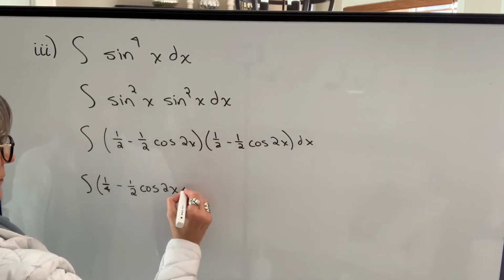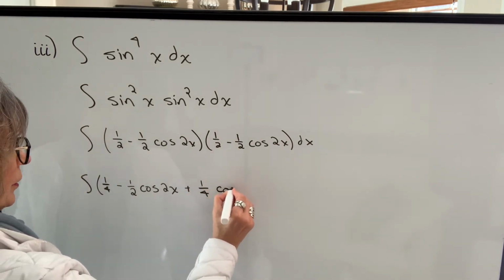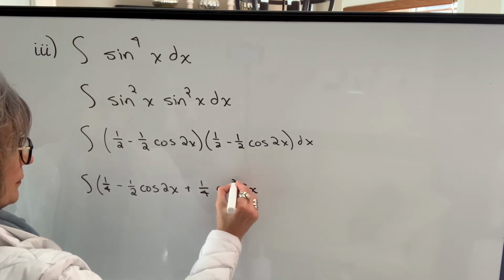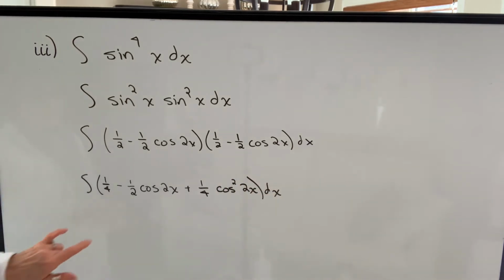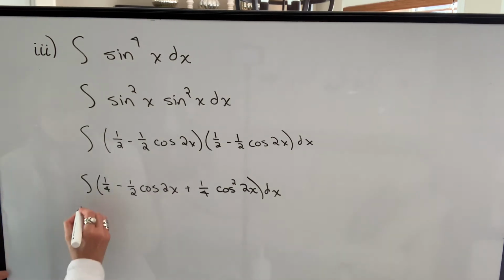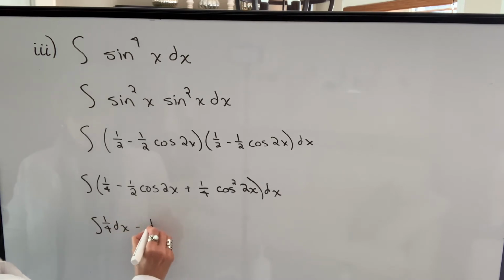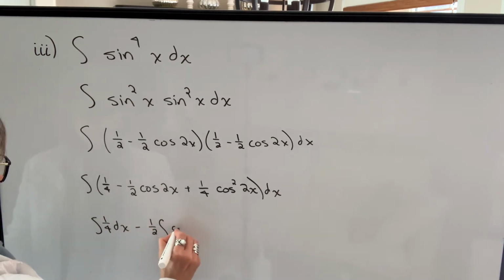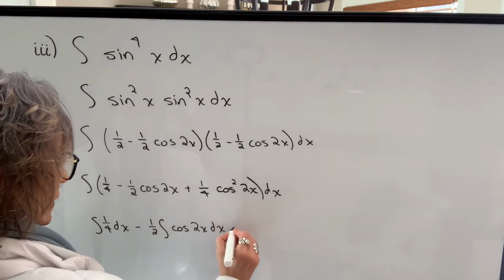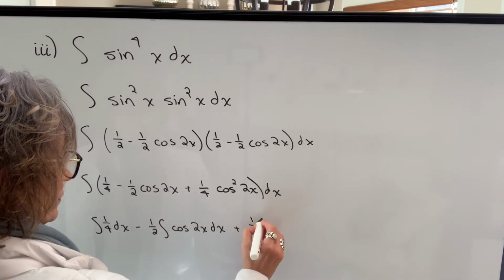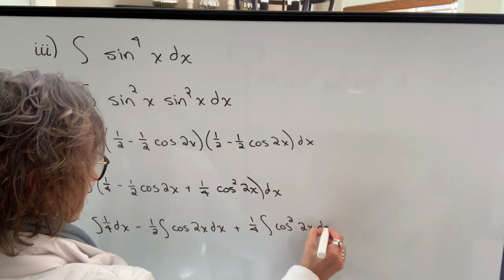Negative times negative gives me positive. 1/2 times 1/2 is 1/4. Cos of 2x times cos of 2x would be cos squared of 2x. Now I'm going to be able to break this up. So I'm going to have the integral of 1/4 dx minus, we can pull that 1/2 out if you prefer, integral of cos 2x dx, plus we can bring that 1/4 out, integral of cos squared 2x dx.